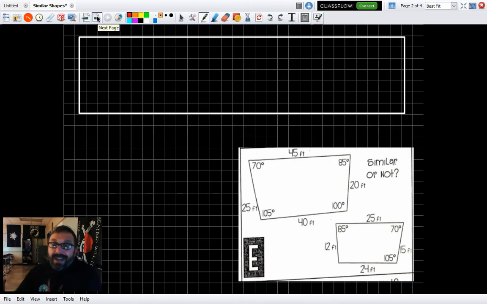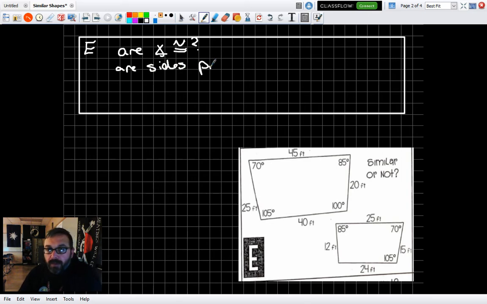Let's look at E on your worksheet, shall we? Okay, E. So we have to ask our same questions. Are the angles congruent? Are the sides proportional? Proportional. Remember, it's a math class, not a spelling class. I'm not a good speller.